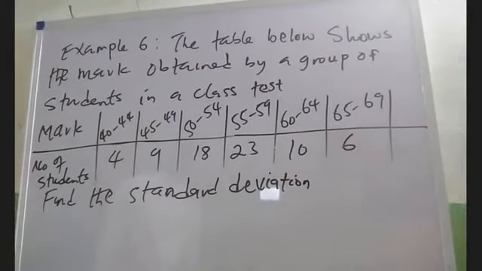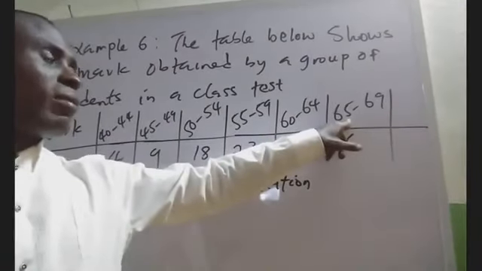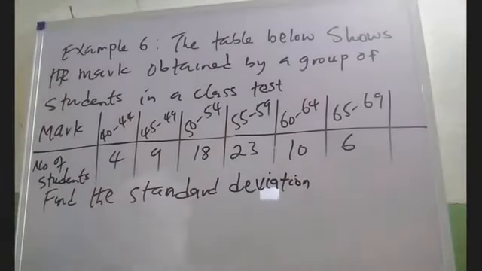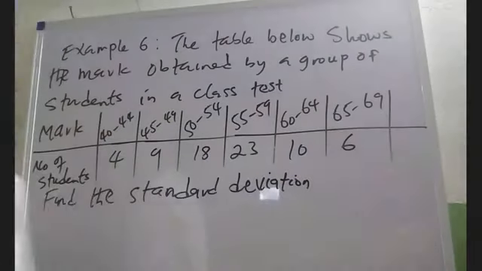Example 6. The table below shows the marks obtained by a group of students in a class test. You have the marks 40 to 44. That is the first class. The last class is 65 to 69. Now we are asked to find the standard deviation. The numbers of students, you have 4, 9, 18, 23, 10, and 6. So we are going to make a comprehensive table so that we can find the standard deviation.